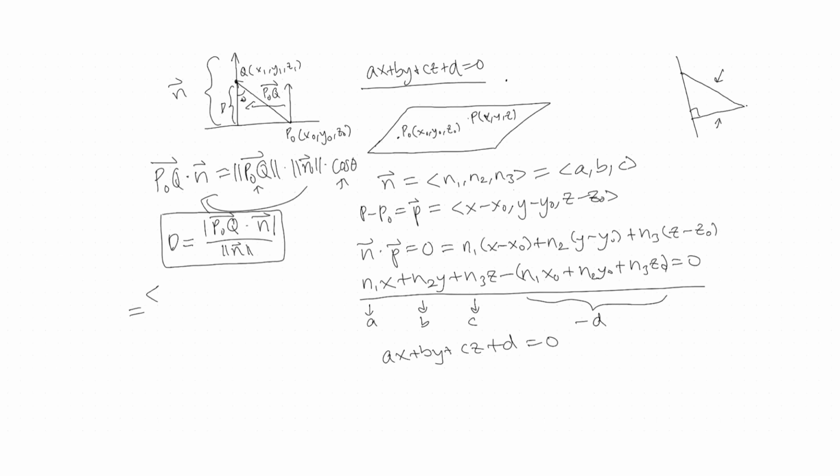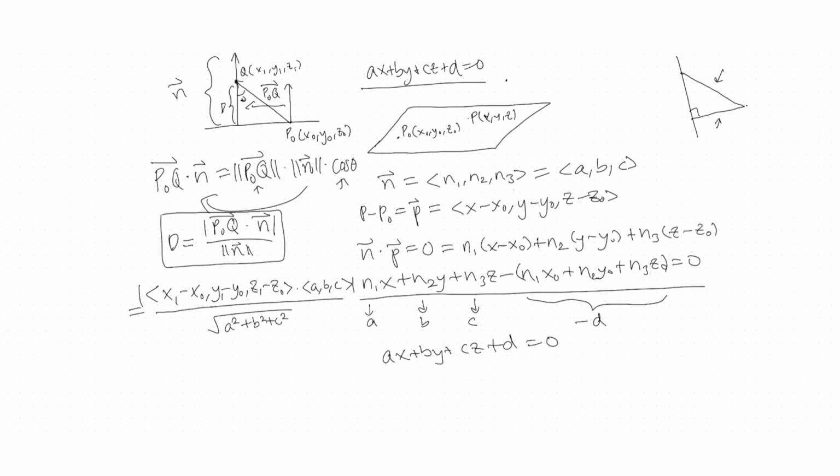x1, the final point, minus x0, y1 minus y0, z1 minus z0, and then times our normal vector of a, b, c, absolute value, all over our magnitude of n. And our n is just abc, right? So the magnitude of that would just be the square root of all of them squared.